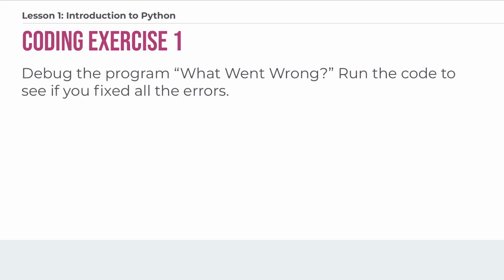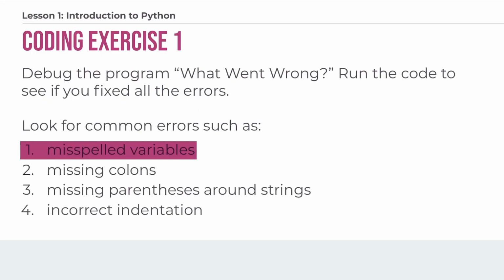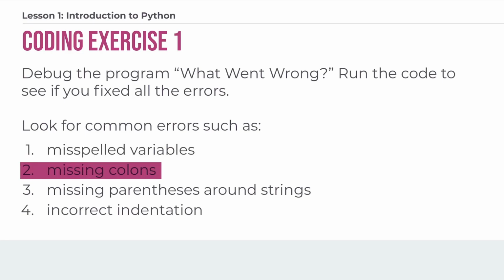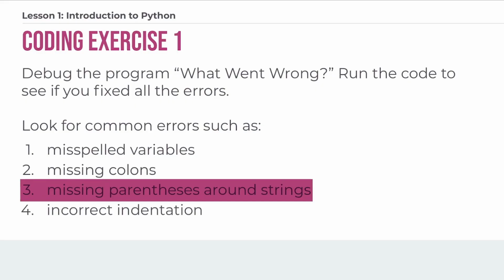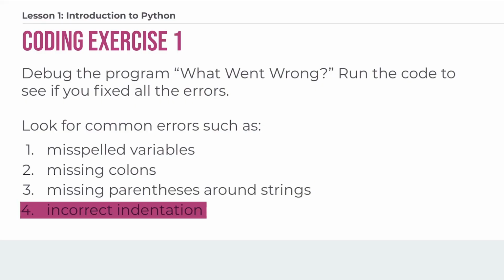Some common errors that you should look for when you're debugging this program. Misspelled variables, right? Were they trying to spell two variables and spell them incorrectly? Missing colons, missing parentheses around strings, incorrect indentation. Okay, all the things that we talked about in terms of syntax, you're going to want to go back and look at those examples and then use them to debug the program What Went Wrong. Good luck.